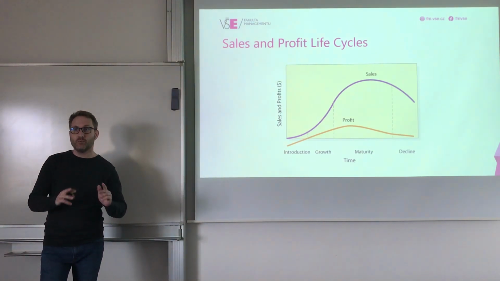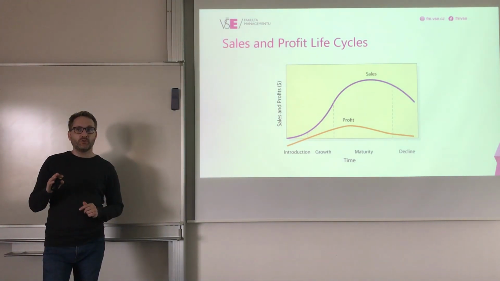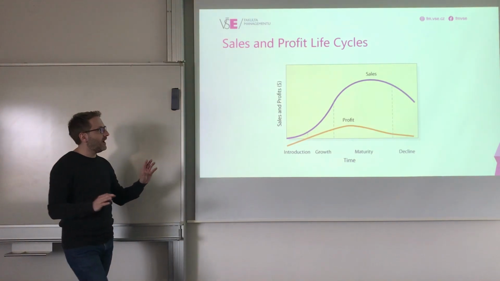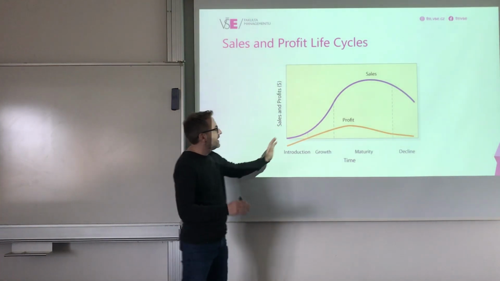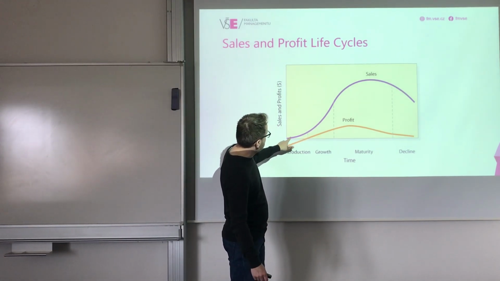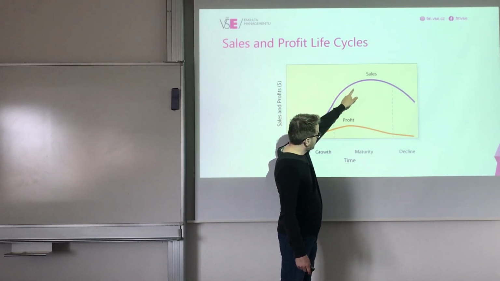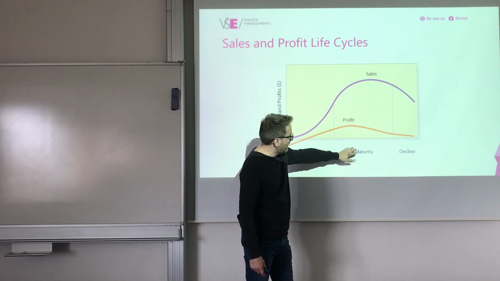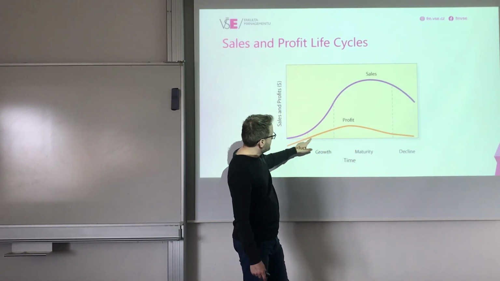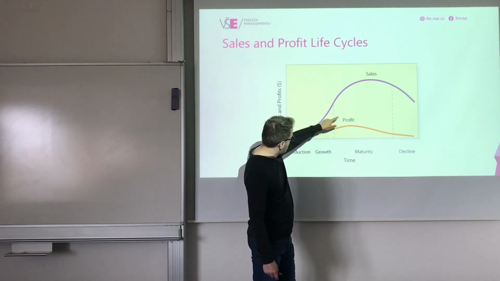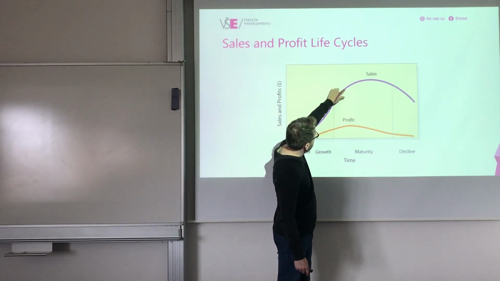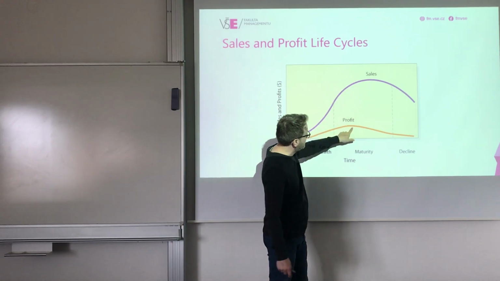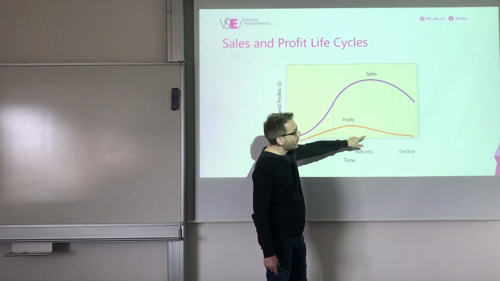But there is one issue, and I would like to hear your opinion. Why is it not so closely connected? As you can see, there is a rise of the curve during the maturity phase. There's also a rise in the profit, but as you can see, in that phase the sales are still rising, but the profit is starting to go down.